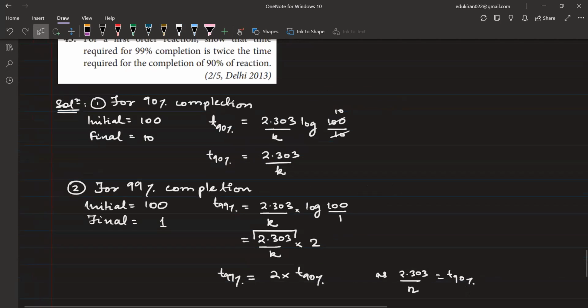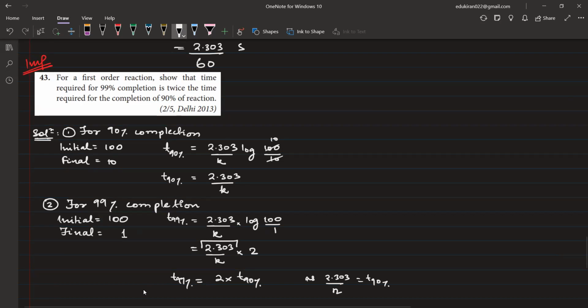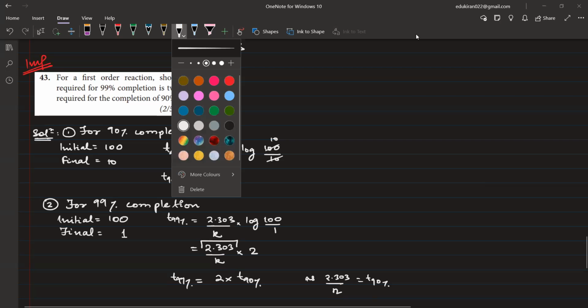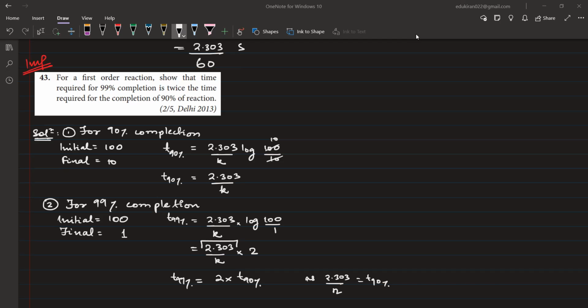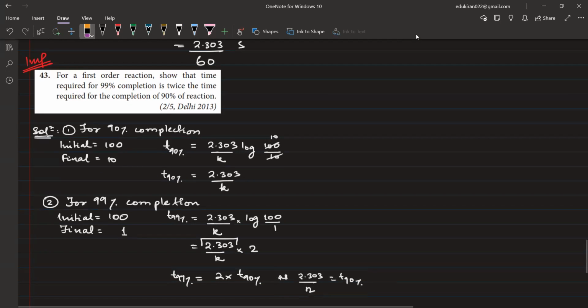Got it. Come on, please write this down. Sir, I didn't understand the last part. You understood this part, right? This 2.303 upon K is equal to T 90%. Yes or no? That's the part I didn't understand. 2 into T. Do you see this? No, the one below. No, we are asking, do you see this? Okay, I understood that. Got it now, right? Did you understand the lower part too? Oh, okay. Got it. Did you understand both? Yes, sir, I understood. Okay.